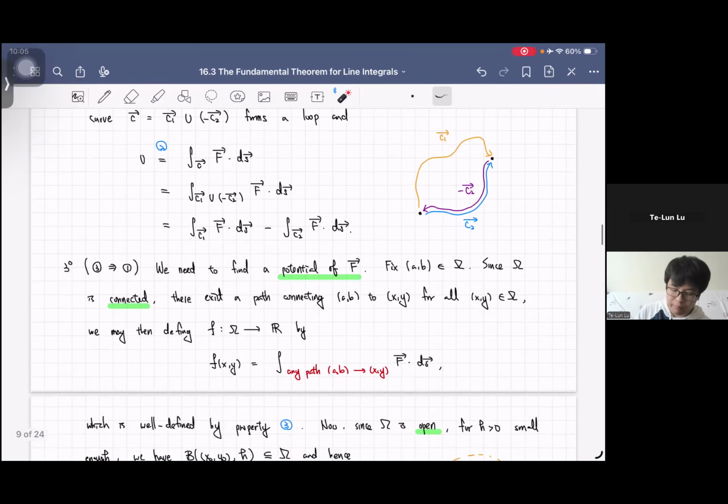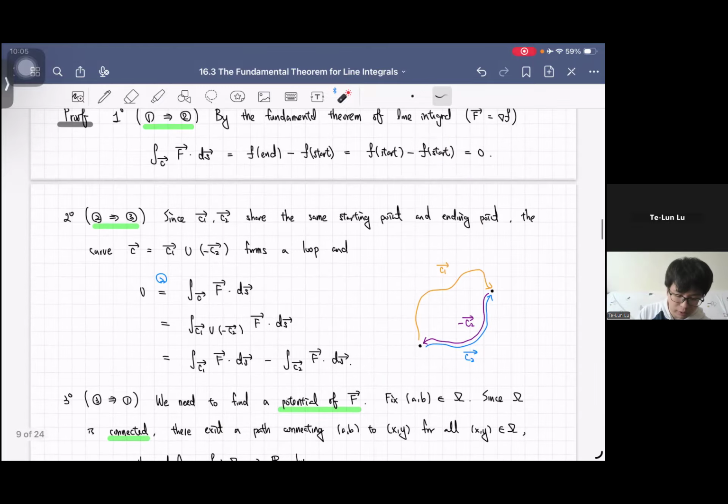So for the existence of this type of path connectivity, we can perform the following definition. We define the function f from omega to R by the line integral of this vector field F itself along the path from (a,b) to (x,y). This definition does not make sense in general because for different paths, you might have different line integrals, right? However, for now, we're proving that property 3 implies property 1.